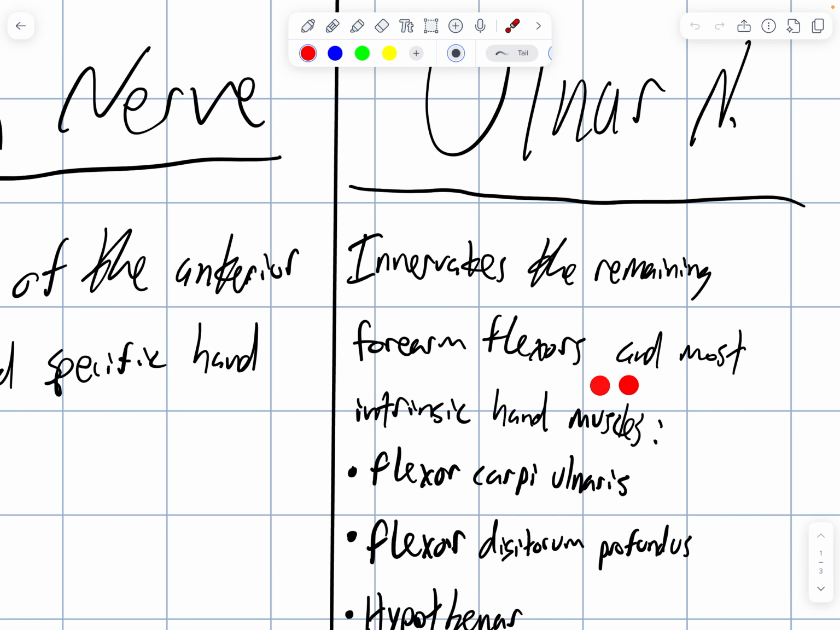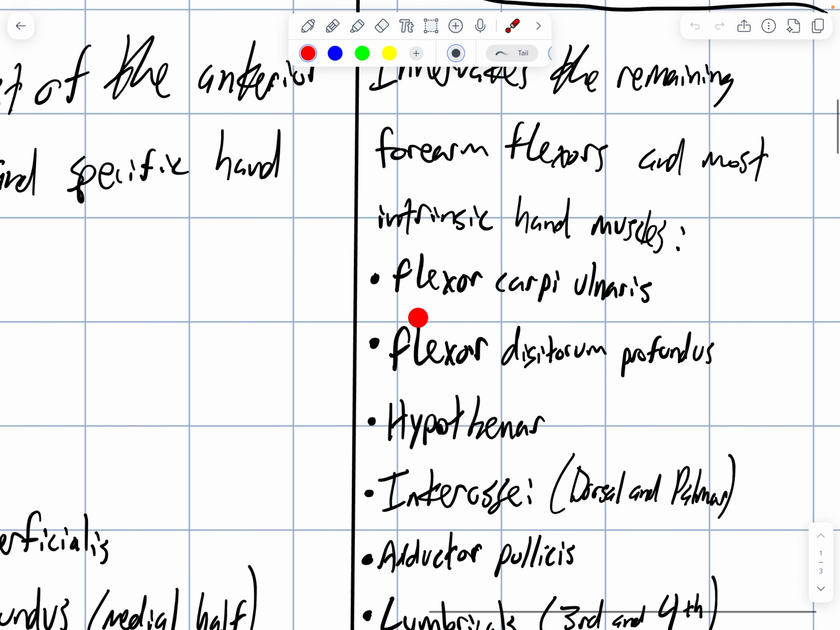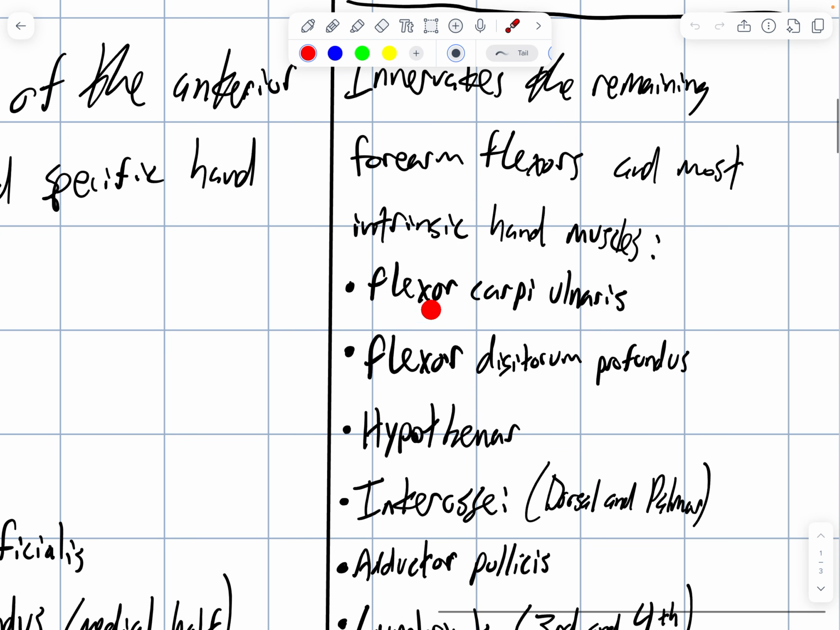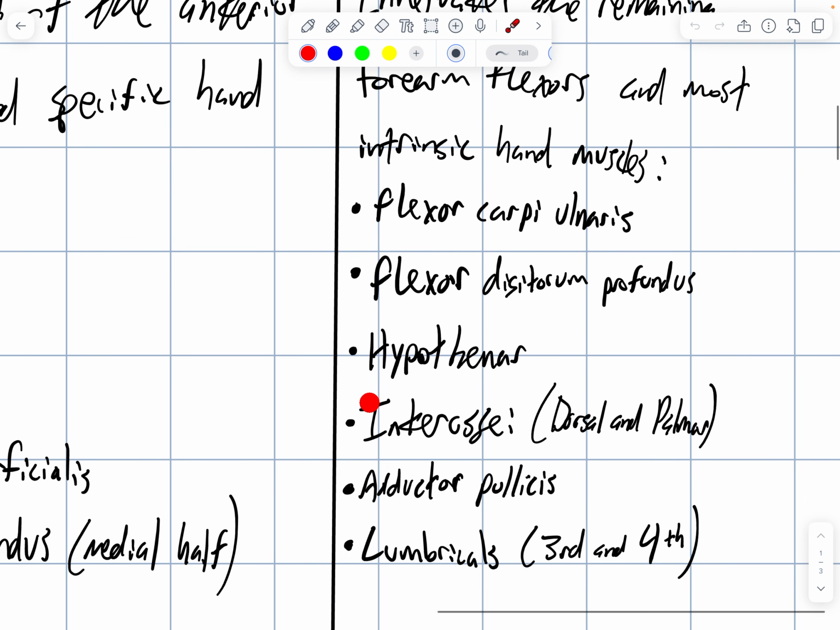And then finally, well, we've still got some more too, but the other big one, or one that has a lot, is the ulnar nerve. So the ulnar nerve innervates the remaining forearm muscles and most intrinsic hand muscles. And intrinsic is the muscles that originate and insert in the hand.